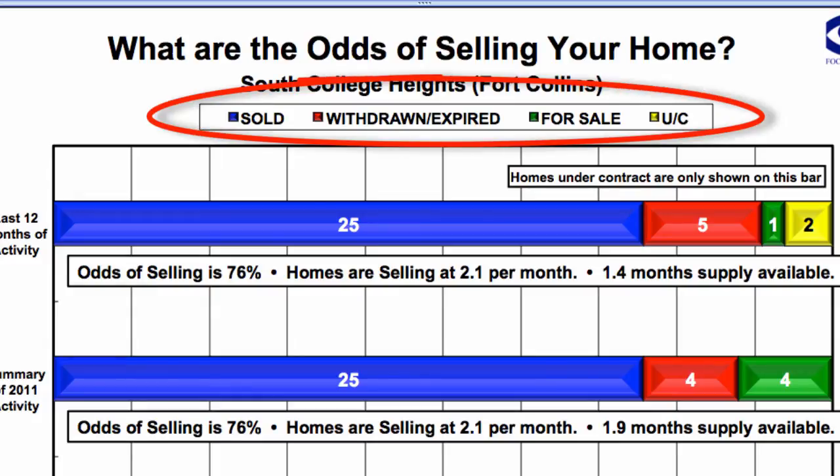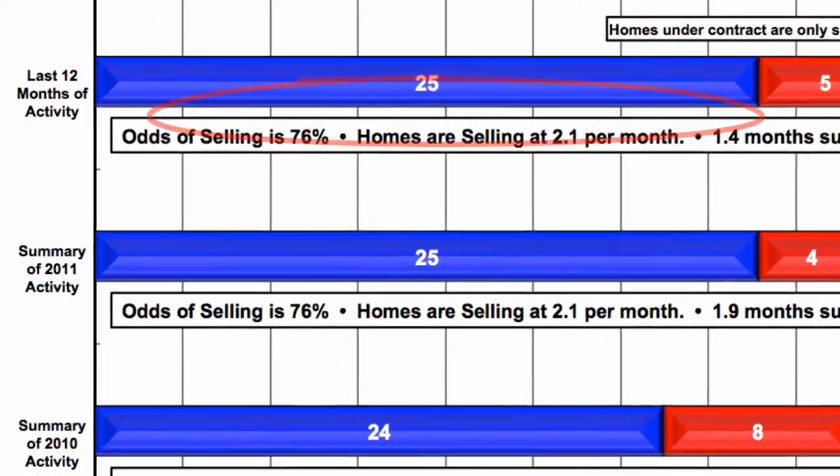Right below the subtitle is the legend. As you can see in blue, we show all the properties that have sold. In red, we show all the properties that expired or withdrawn. And in green, we show all the properties that are for sale at the end of the period. And at the top bar, we show in yellow all the properties that are currently for sale.